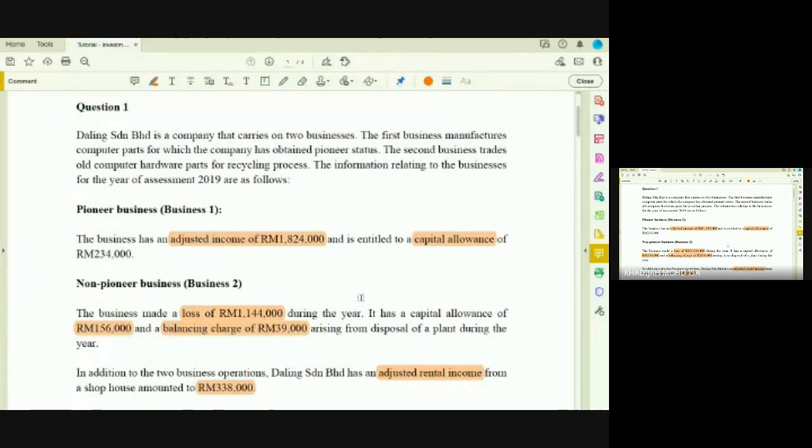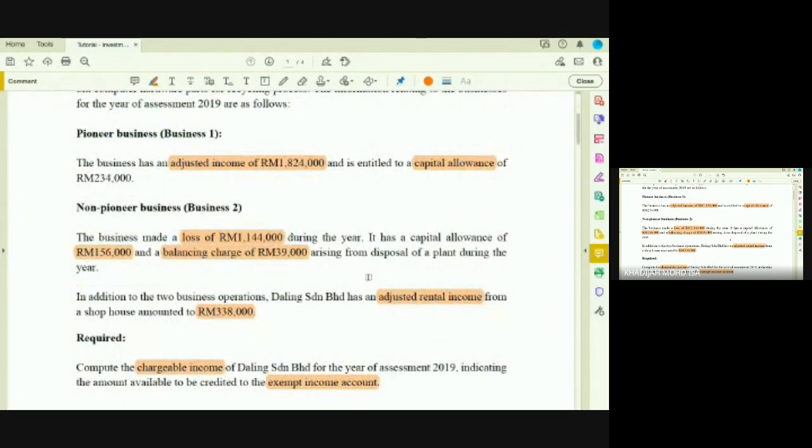This question is a warm-up question where you only have 1 year of assessment, which is 2019. You are given a pioneer business, business 1, and a non-pioneer business, business 2. Pioneer business 1 has adjusted income and a capital allowance, but the non-pioneer business has a loss of 1144. On top of that, you also have a balancing charge and capital allowance. So how are you going to do this in your format?